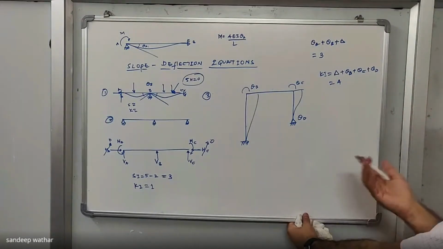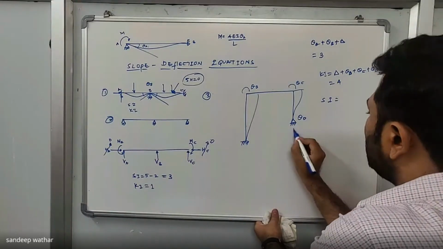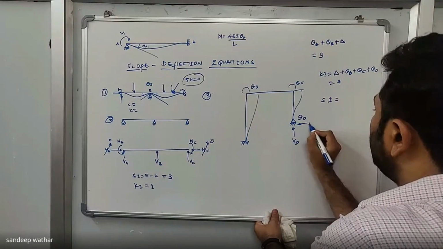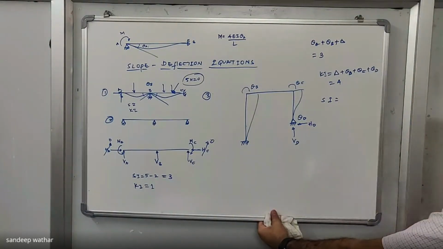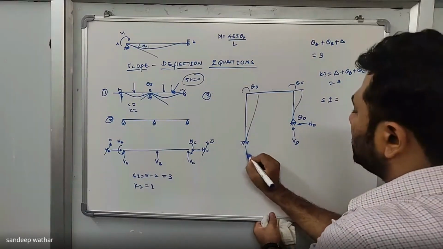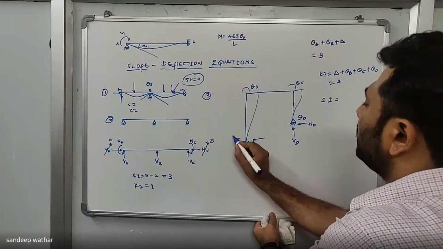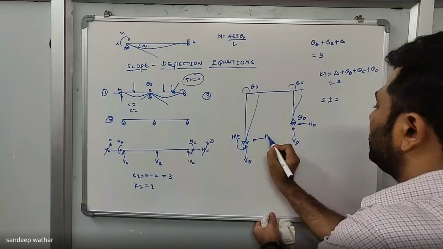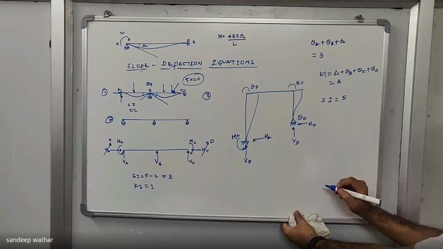Now similarly, try to determine the static indeterminacy. In this case we will have two reactions, VD and HD. But what will be MD? MD is equal to 0. There is no moment here, because it is a pin joint, so there will be no moment reaction. But at the other end, how many reactions will be here? We will have MA, VA and HA. So 5 reactions are there.